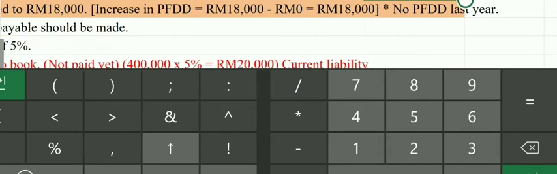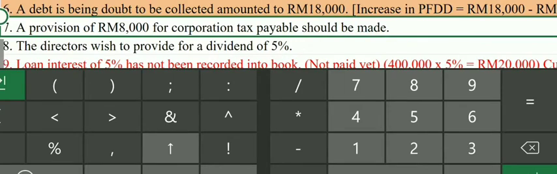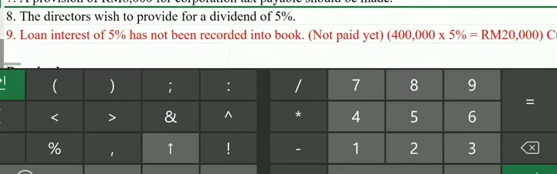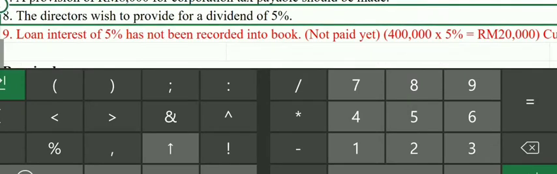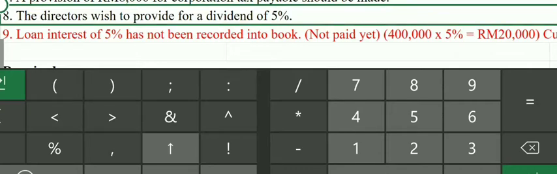There was no provision for doubtful debts last year. This question has tax, so you have to minus tax under your profit. If you are not sure about the format, please check the format in the topic 2 notes. Anything you're not sure, you can ask me, or you can check the format in the study guide.